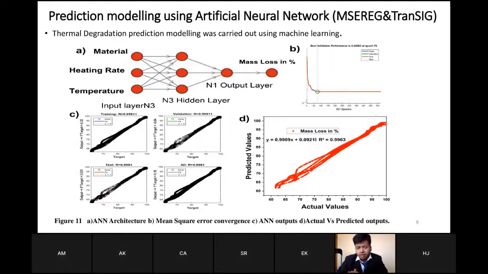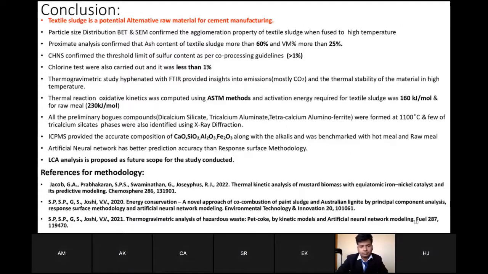This can be very helpful in reducing the experimental cost. And by developing this model, inside the boundary condition, you can predict the thermal degradation kinetics. So this is my summary of the work.